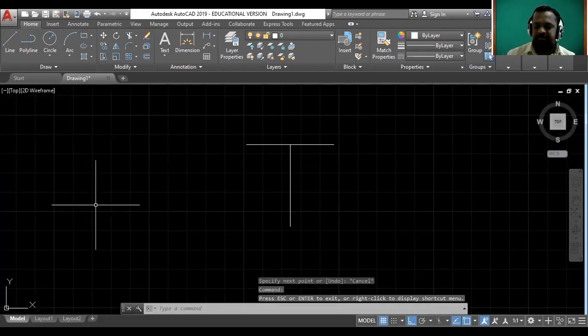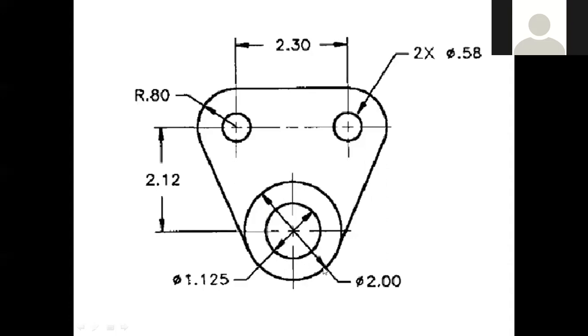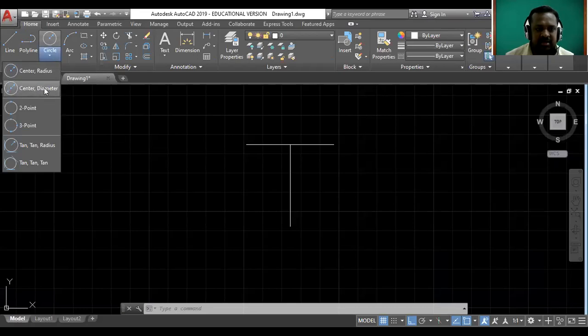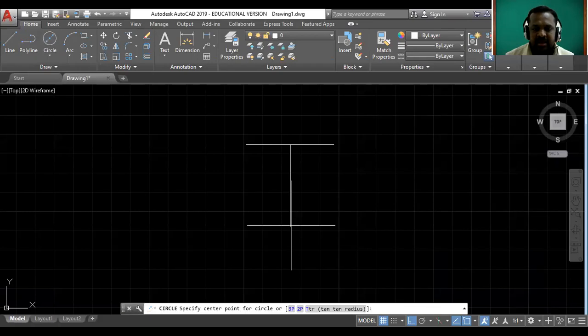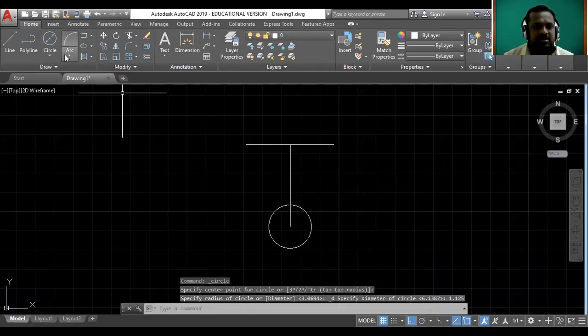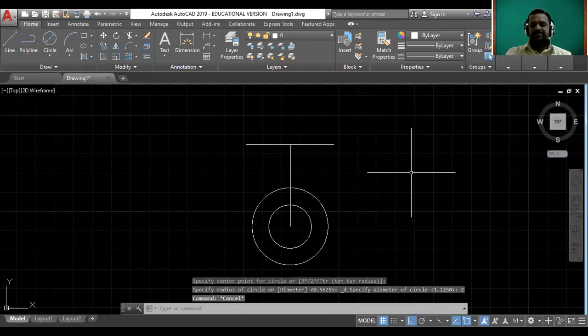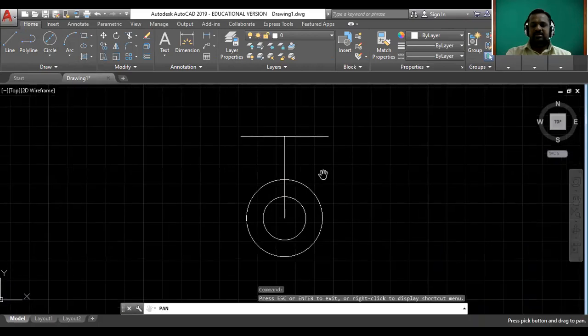Then, here, same. By considering this as the center point, here, we have to draw the two circles, that big circle. The diameter of that circle, they have given. The diameter of these two circles is 2 and 1.125. Make a click on the circle, select the center diameter circle. Make the click here and first draw the small circle, that is the diameter 1.125. Then draw the second circle of diameter 2. Is it clear? Yes, sir.